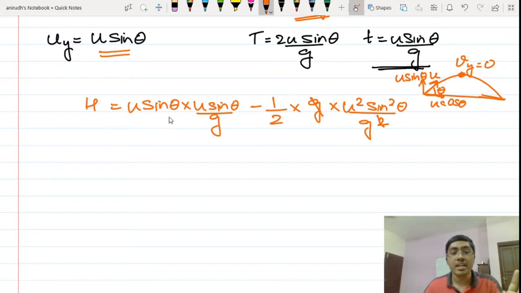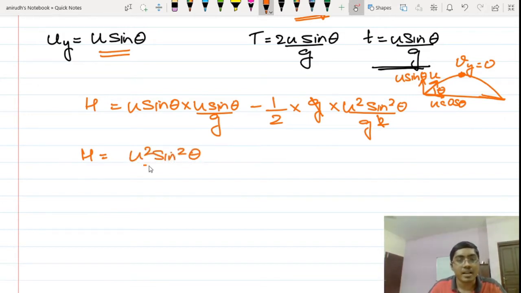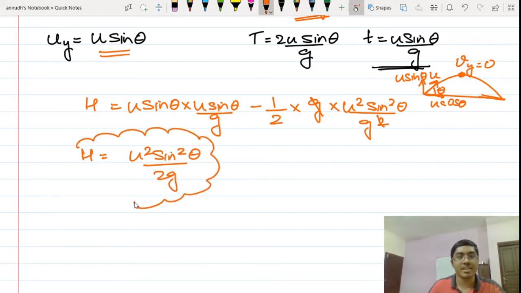Okay, this is actually ut minus half gt square, isn't it? You can just solve this. You will directly get it as u square sine square theta by g minus half of u square sine square theta by g. So that will be u square sine square theta by 2g. So this is the second important equation that you are supposed to know. This is the equation for the maximum height reached by the projectile.